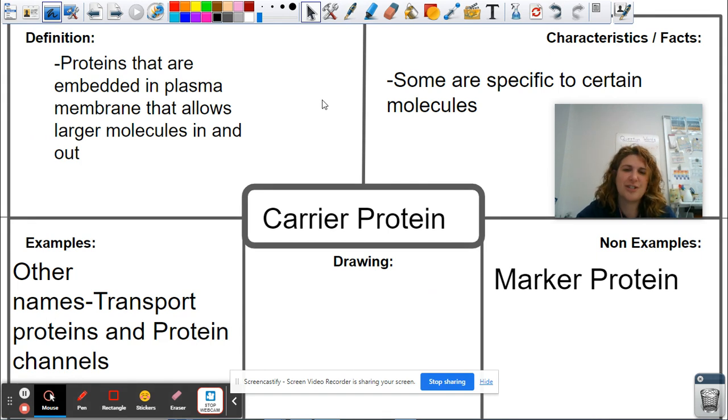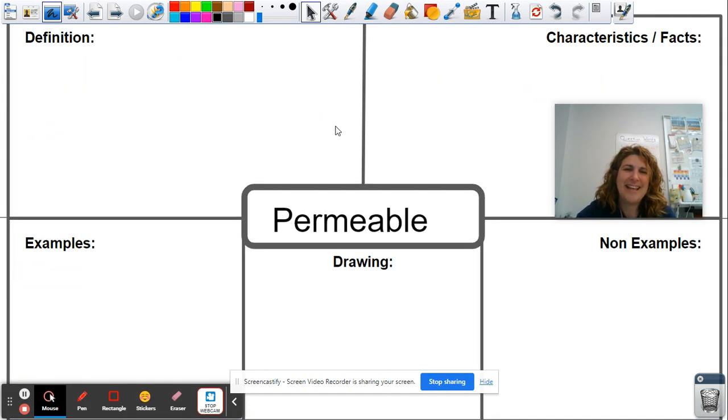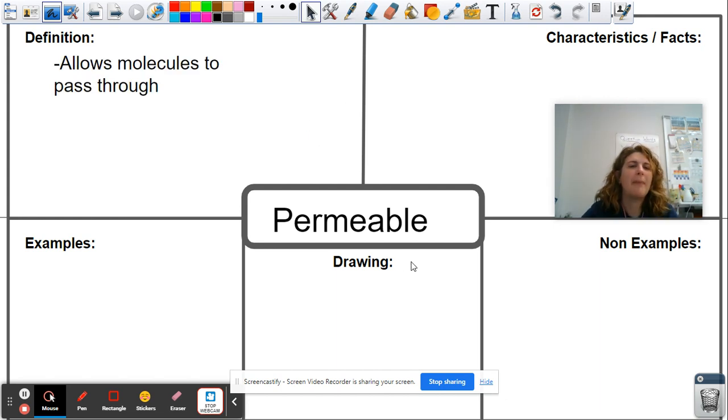The last definition for today is permeable. There's no drawing for this really. I might try to throw something in, but there's not an actual drawing. So permeable is an ability something has. Permeable allows molecules to pass through.